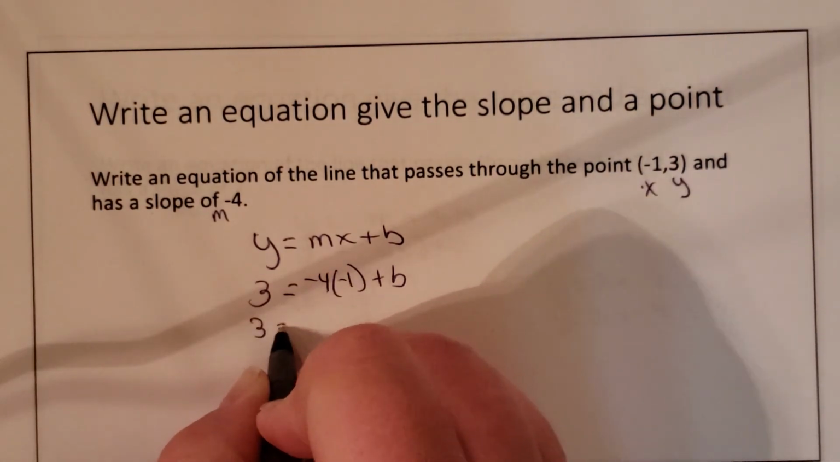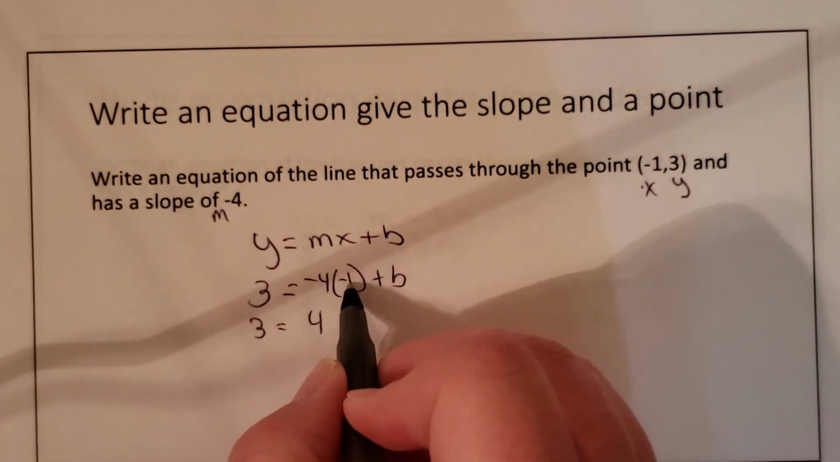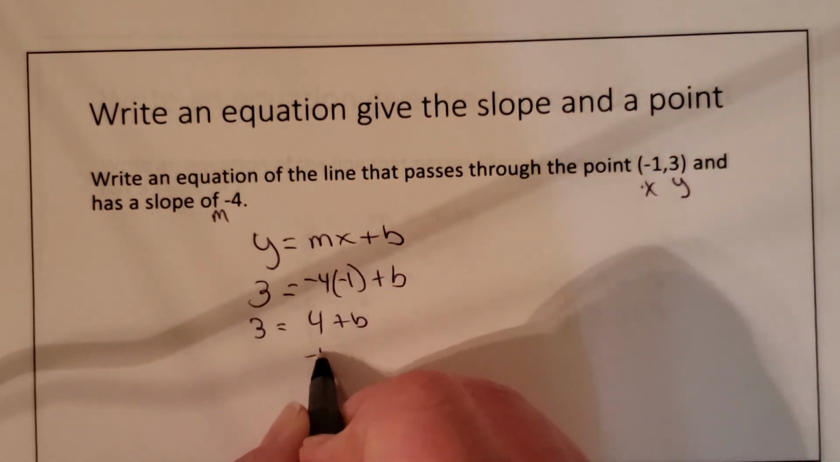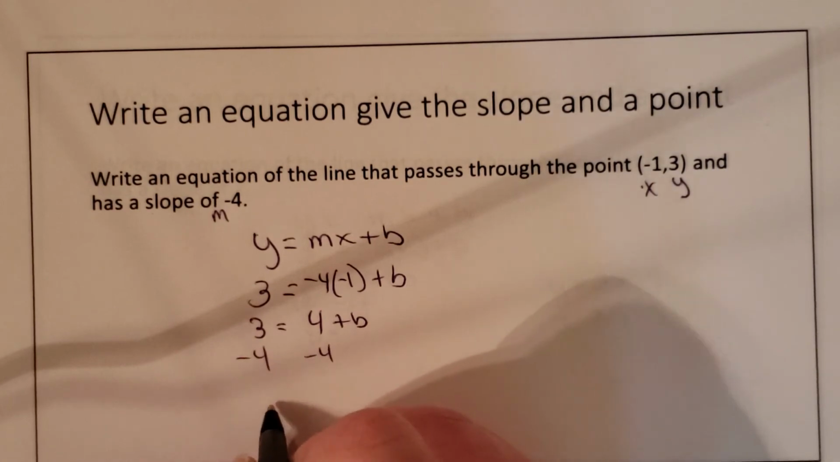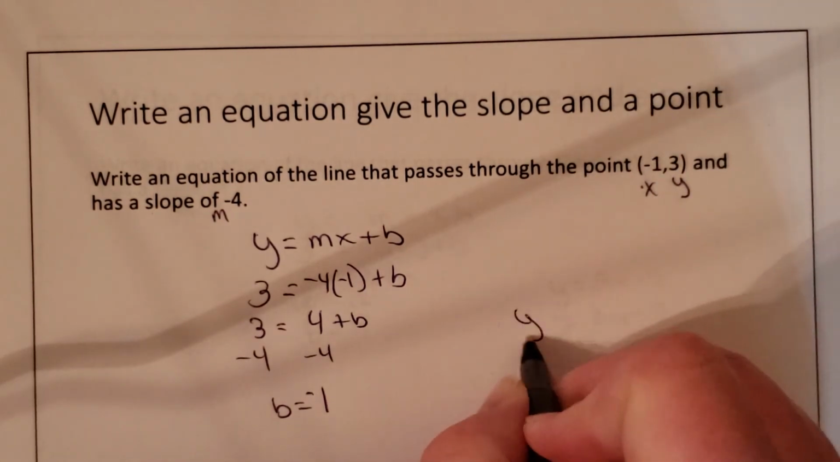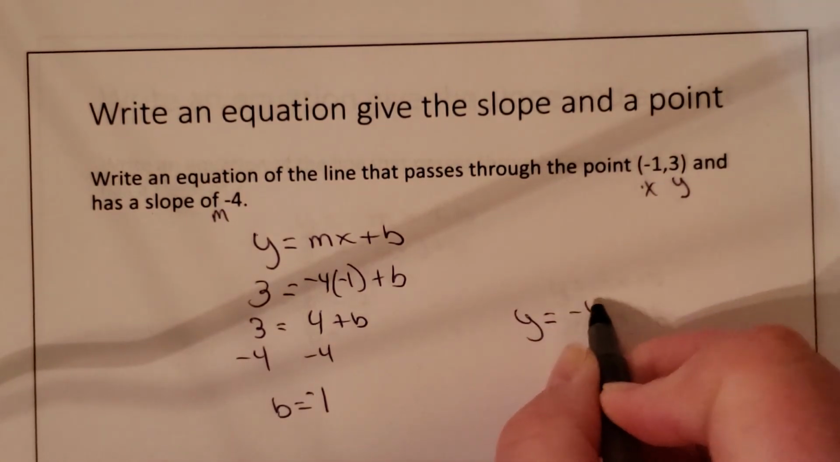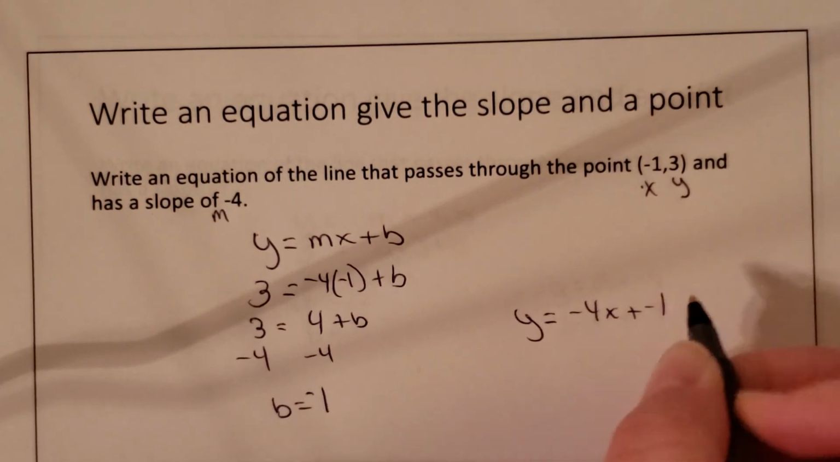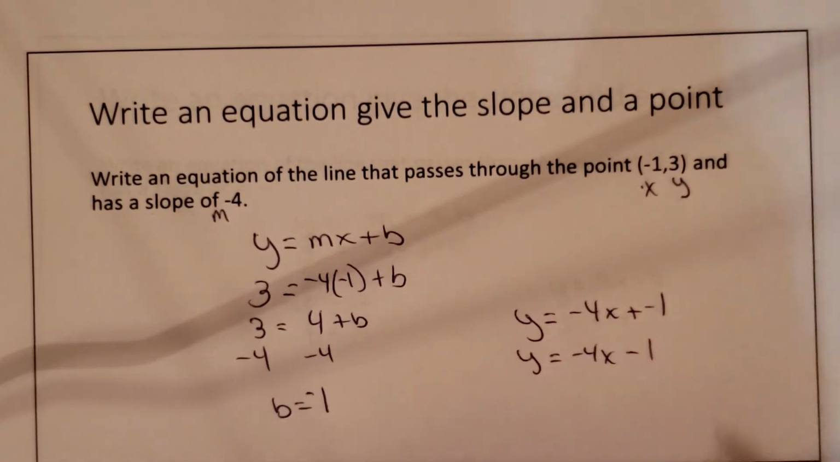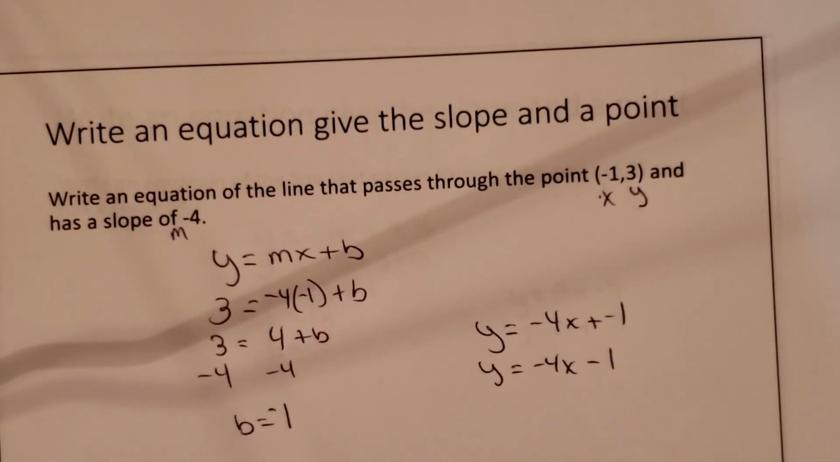So 3 equals +4, because negative times a negative is positive, plus b, and then we can subtract 4 from both sides. B is -1, and then we can plug it in. Y equals -4x plus -1, or I can even write it as y equals -4x minus 1. All right, that's all there is to it. All there is to this part of the problem.